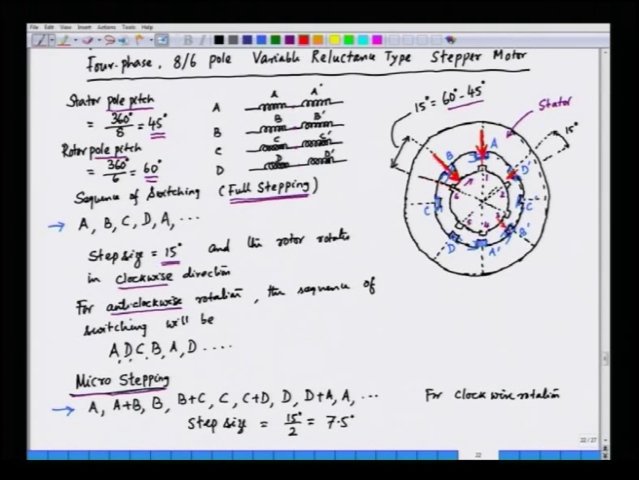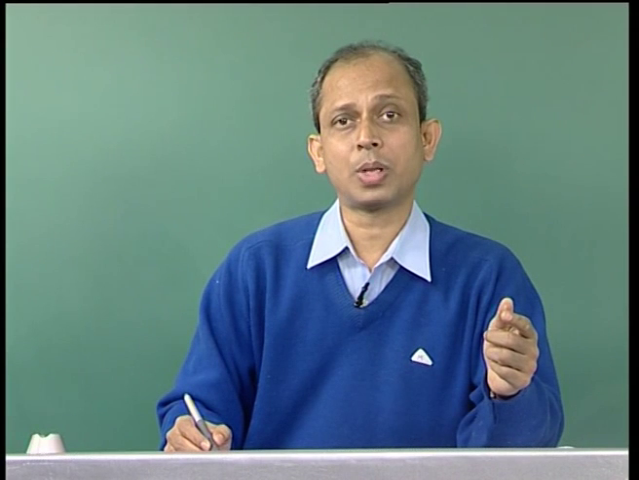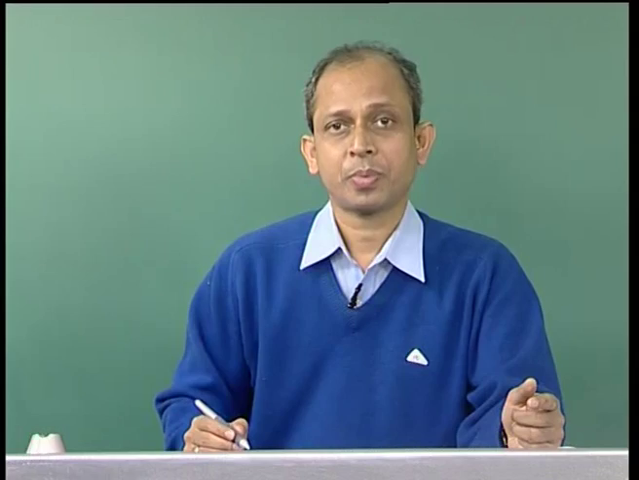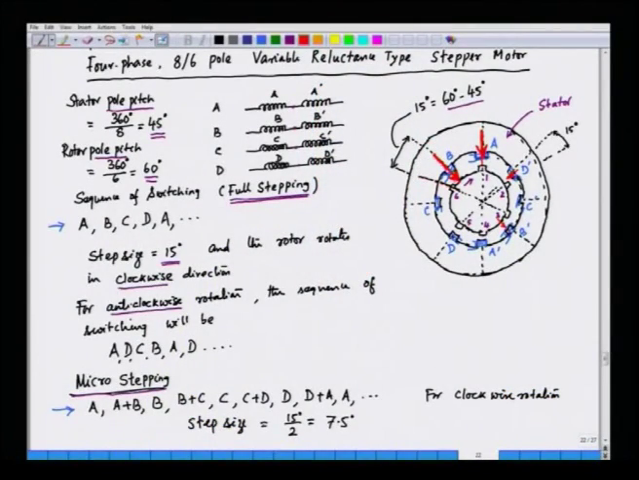So what is the position of the rotor? Pole 1 of the rotor is neither fully under A, nor is pole 6 fully under B. They will occupy an intermediate position. So in fact, pole 6 will move towards B and pole 1 will move to the right of A. So we will have 7.5 degrees of rotation. This is called microstepping. In microstepping, the step size is 7.5 degrees, and the direction is the same, clockwise, because phase A and phase B are excited at the same time. So it will still be moving in the clockwise direction, but the movement will not be by a full step, that is 15 degrees. The movement will in fact be by 15 by 2, that is 7.5 degrees.